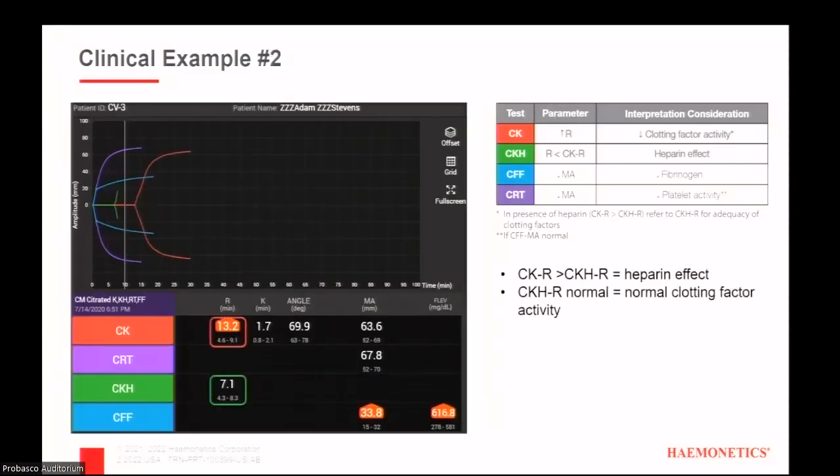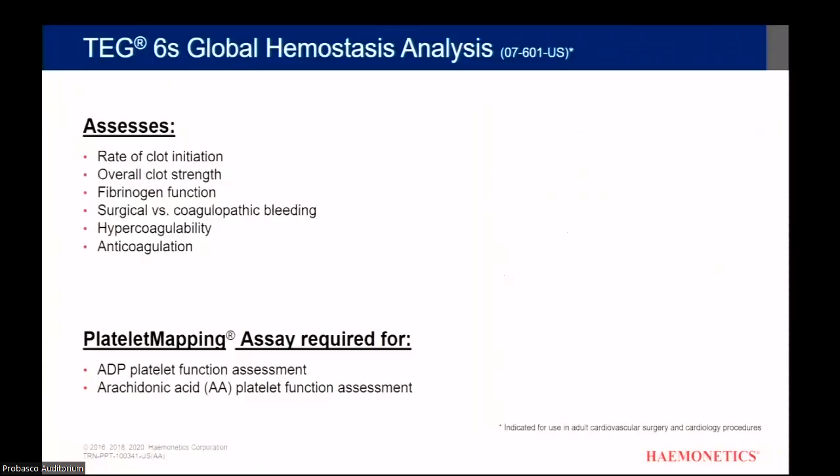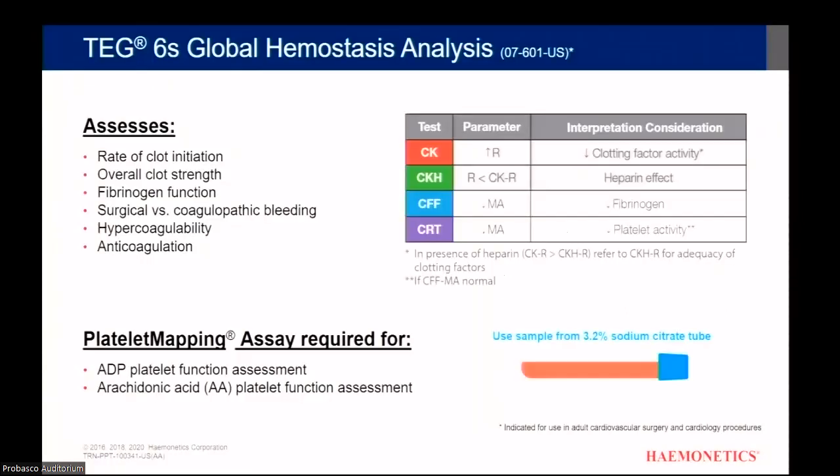I'm going to talk about TEG Manager next, if that's okay. Again, the global hemostasis cartridges are collected in saturated blue top tubes. Platelet mapping is still going in a heparin green top tube. Any questions about collection? Size, again, is not the limiting factor. Pediatric tubes are okay. All of the cartridges take less than 1 ml of blood to run the sample.